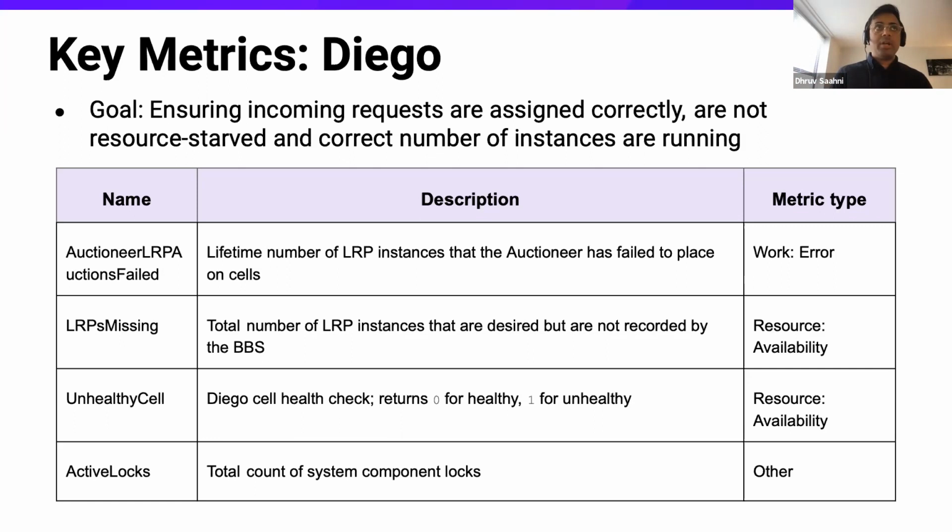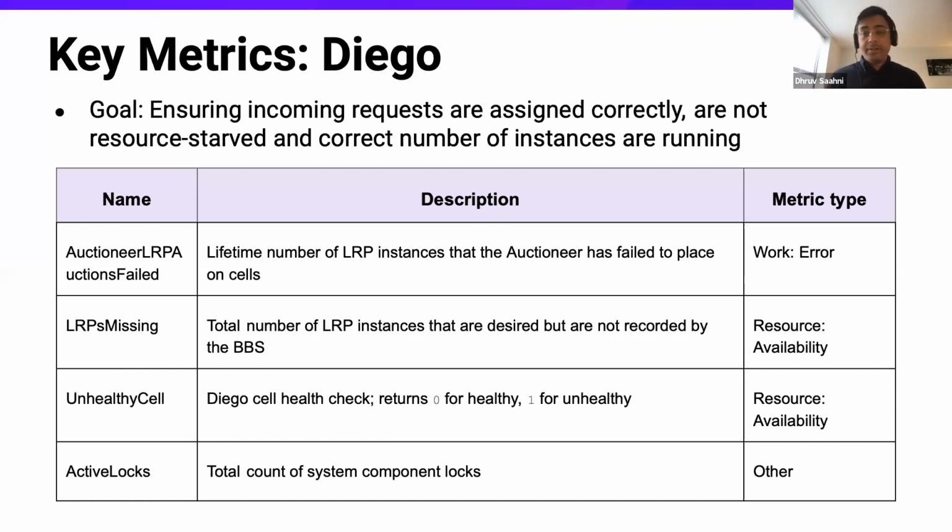So for the auctioneer, LRP auctions failed, or even task auctions failed, which is a very similar metric, is probably the most key metric you want to monitor. This is the lifetime number of LRPs or tasks that the auctioneer has failed to place on cells. Similarly, for LRPs missing, you want to keep track of this, because any missing LRPs, which is a mismatch at the BBS level, you want to get alerted immediately. That means something's going wrong. The BBS can't really ensure the desired state, which is a problem.